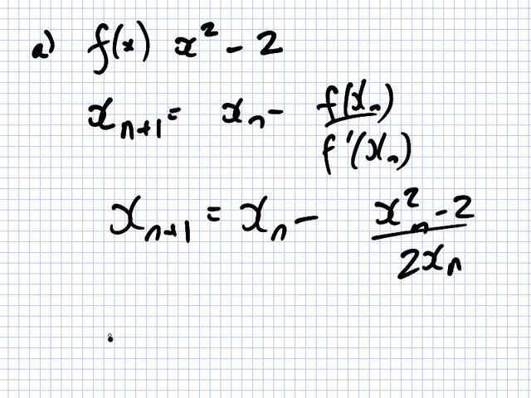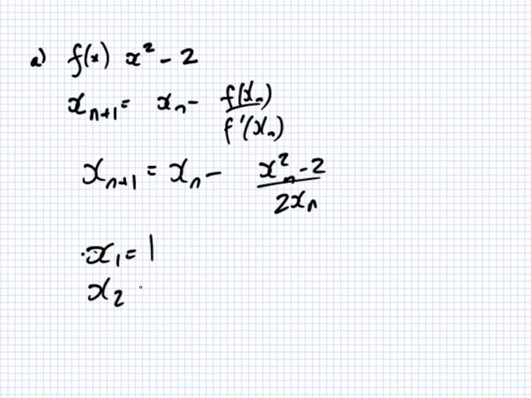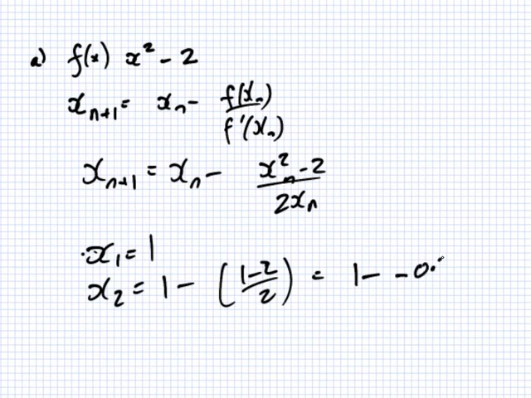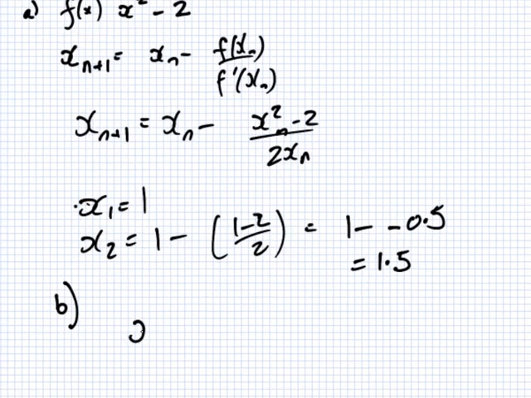So, oh yeah, so where should we start? Did I tell you where to start? Yeah. So if x1 equals 1, then x2 is 1 minus 2 over 2, which is 1 minus 0.5. So it's 1.5. That's your first estimate. If I start from 2, it's the same answer. That's fine. B. Now use Newton-Raphson another time and compare your answer.